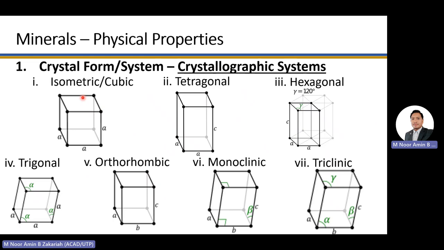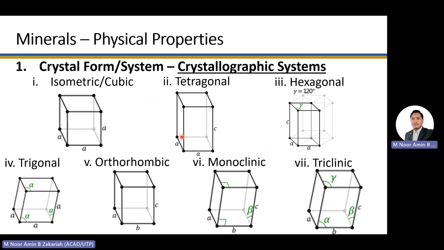We take a look at the cubic. So cubic has identical bonding length, width and height, and also 90 degrees at each edge or angle. So triple A, like we said. We have identical length, width, and also height. While tetragonal has a square area, A and A, however, different in height.